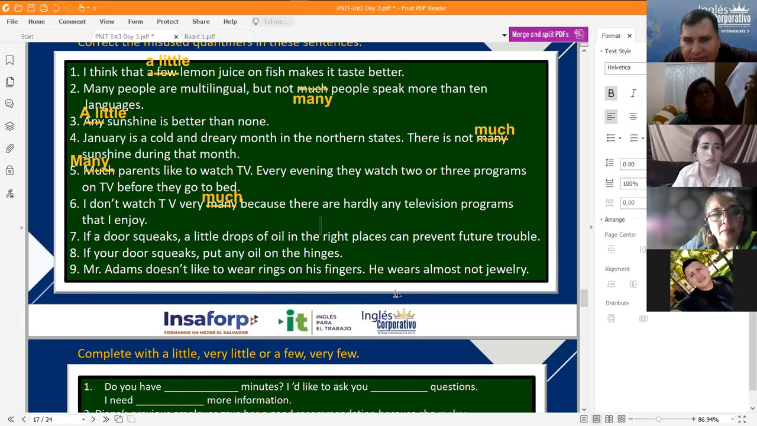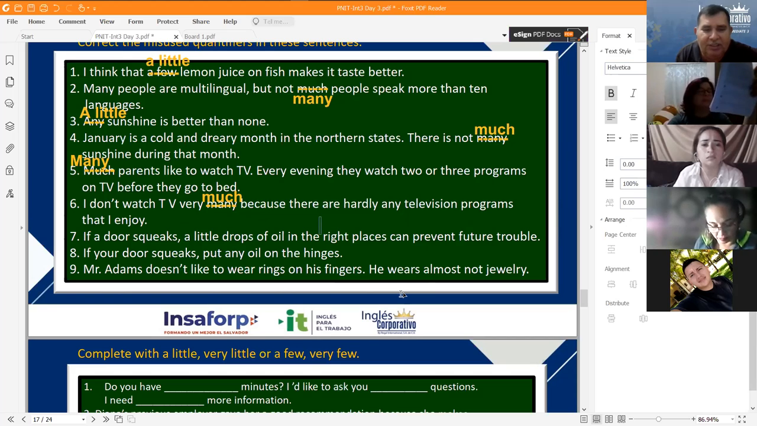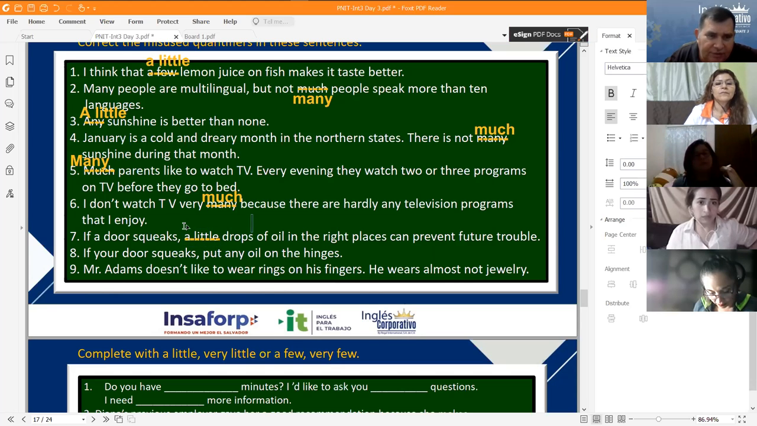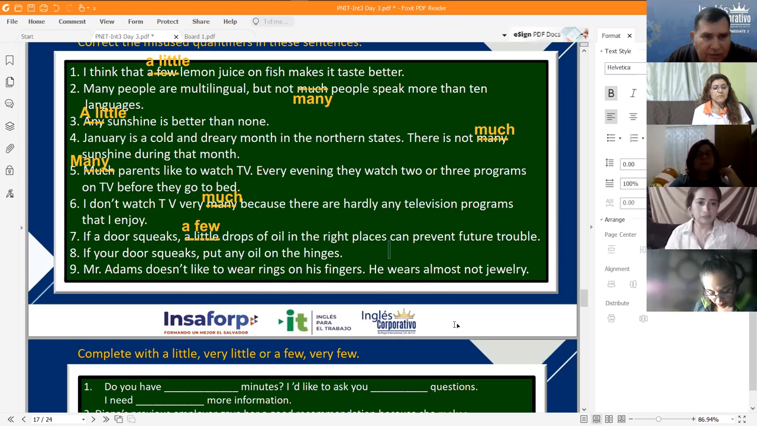If a door squeaks, the squeak is the sound when you open it because it's rusty, right? The door squeaks, a little drops of oil in the right places can prevent future trouble. Drops? A few drops. Excellent. Now the next one.